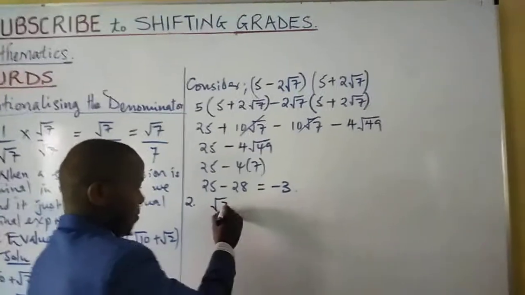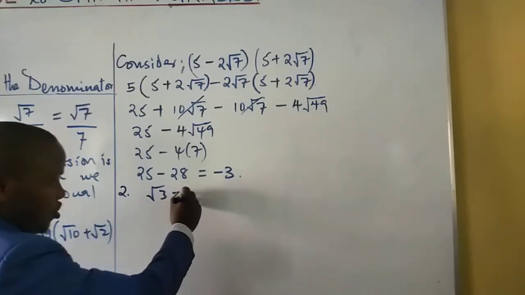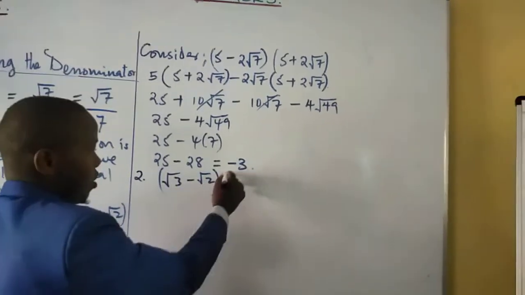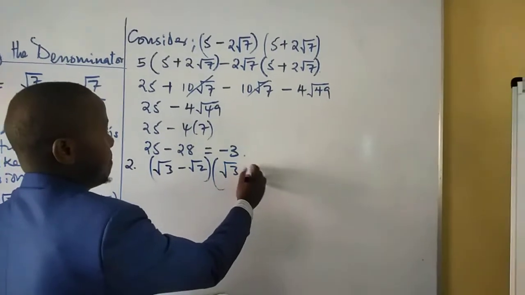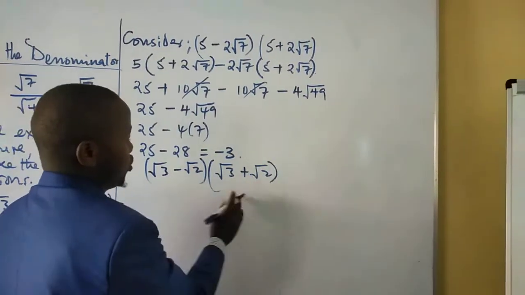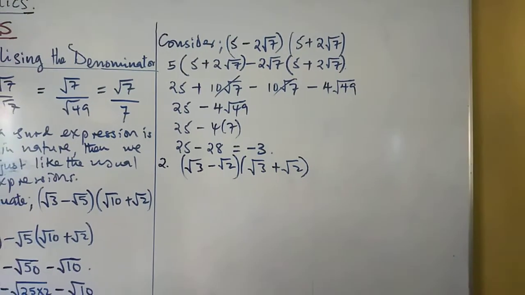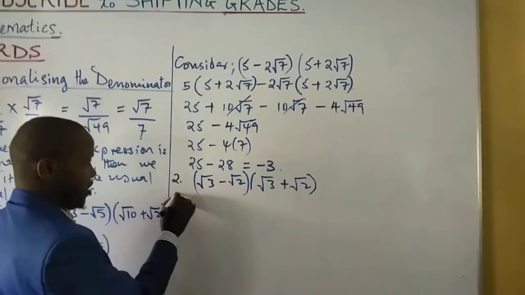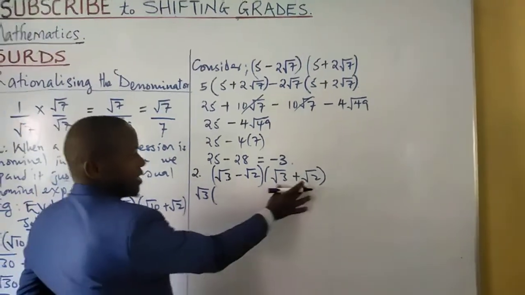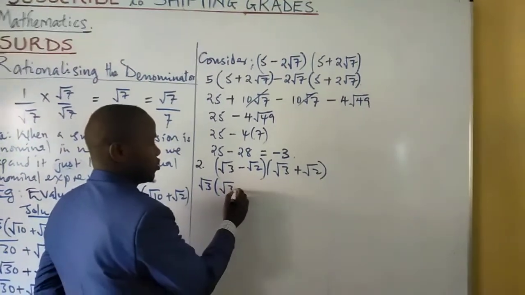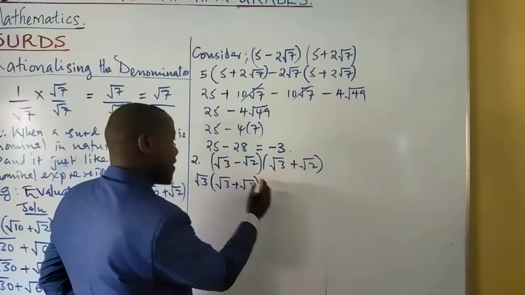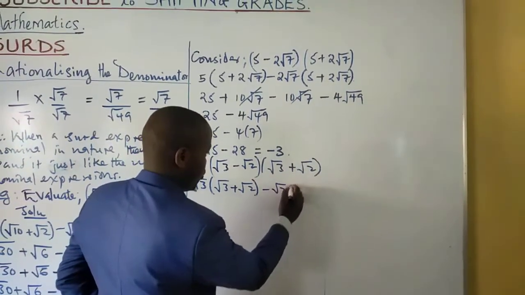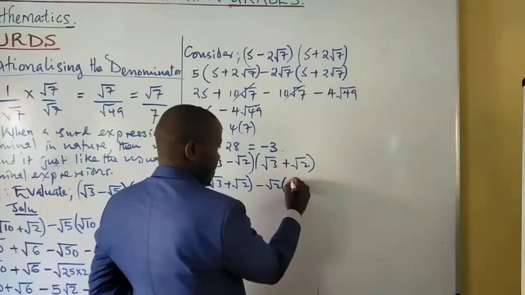Root 3 minus root 2, multiplied by root 3 plus root 2, like that. Again, we start by root 3 by everything here: root 3 plus root 2, like that. Then negative root 2 with everything here.